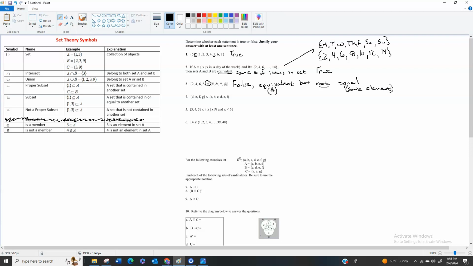Okay. Now this one is again the subset, so that's the same one as up here. So we're looking for whether every element of this set is included in this set. So is there a D? Yes, there's a D. Is there an E? Yes, there's an E. Is there an F? Yes, there's an F. But is there a G? No. Okay, so this is false because the second set does not have a G.